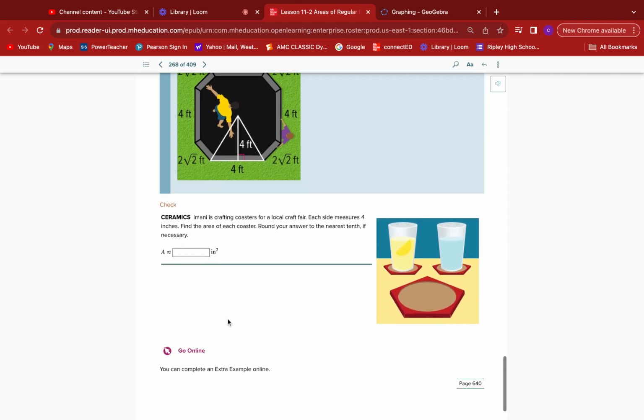All right, ceramics. Imani is crafting coasters for a local craft fair. Each side measures 4 inches. Find the area of each coaster. Round your answer to the nearest tenth if necessary.